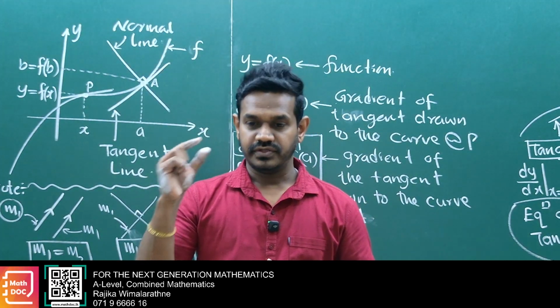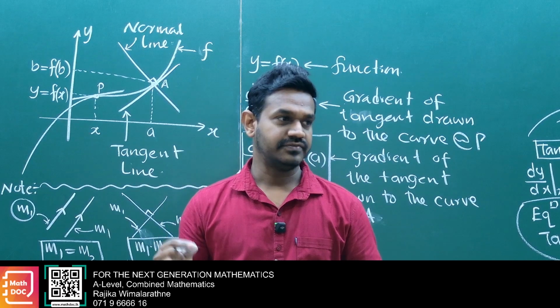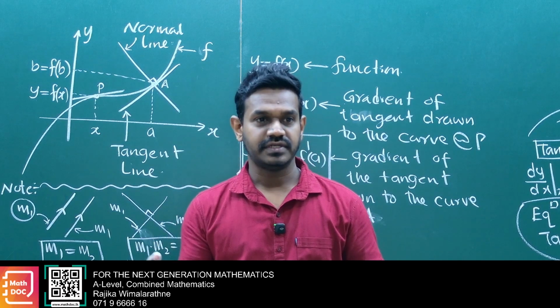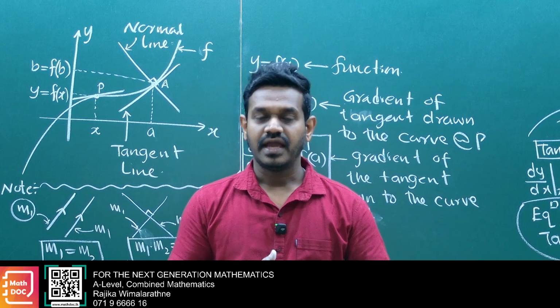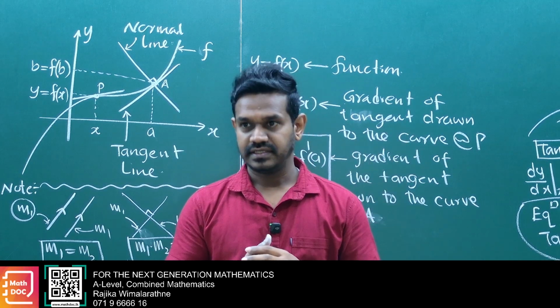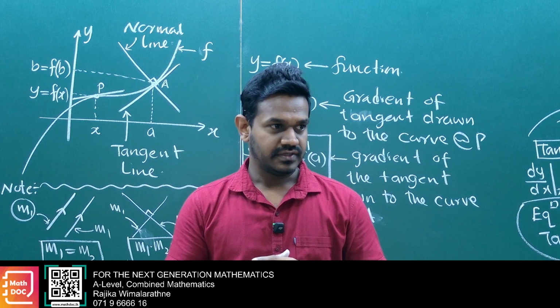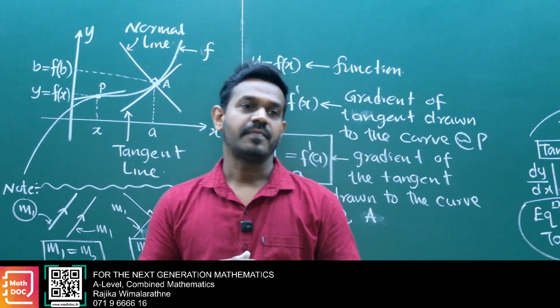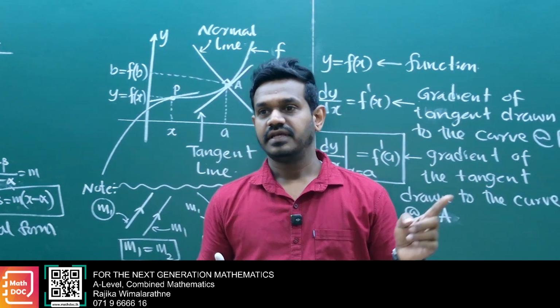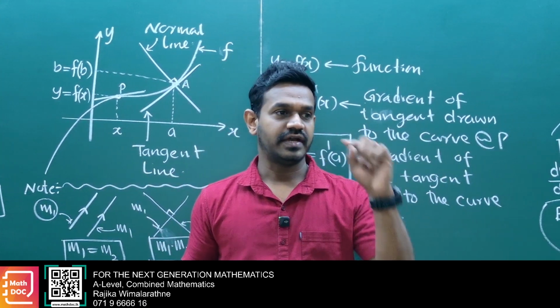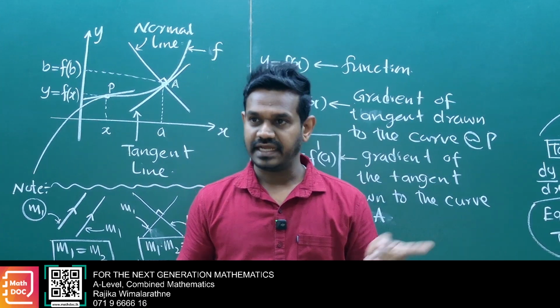Therefore, you differentiate the given function, find dy by dx, substitute and find the gradient of the tangent, write the line, and by that one you can write the normal line. Then as I told you, the function can be different. Therefore, according to the function, you have to find derivatives using different techniques.